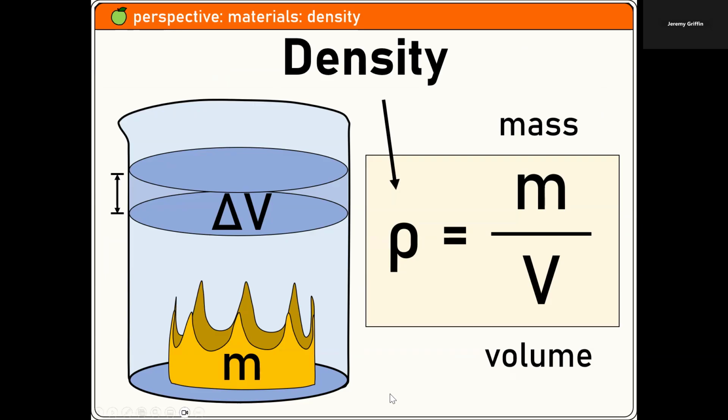So, guys, what is this Greek letter right here called? It's called rho. And in this class, it usually stands for density. There's some other applications too, but in this case, it's density. Guys, density is a ratio of what to what?